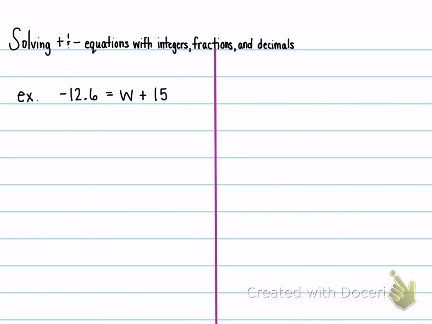Okay, so let's start with this first example. Negative 12 and 6/10 equals W plus 15. Now again, it doesn't matter that the variable is on the right side. I'm still going to put my line down the center so I know what I'm working with. Okay, so the W is what I want to get by itself. I have a plus 15 attached to that. So I'm going to minus 15, and I'm going to go to the other side. I'm going to minus 15.